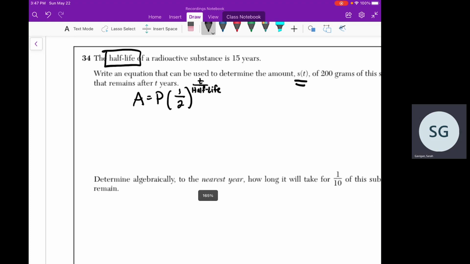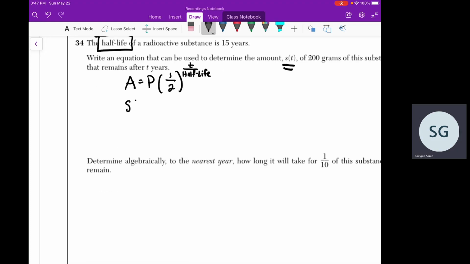Now they tell us to specifically use S of T. P is the initial amount, so they tell us that that is 200 grams. You can either say 1/2 or you can call that 0.5. And what does it say? Our half-life is 15 years, so it's just T over 15.